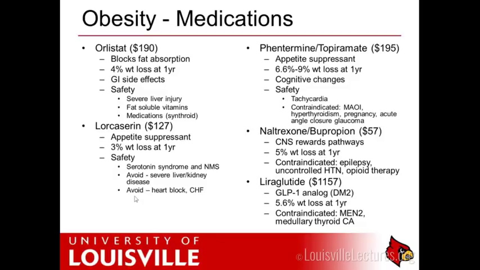Next one, naltrexone bupropion. This is the cheapest, but you can't give it to people that have epilepsy or opioid therapy. And then, I didn't know this, but uncontrolled hypertension, it can make it a whole lot worse. So you shouldn't give it in those people. And people that have controlled hypertension, you want to make sure you're monitoring this. The last one is the most expensive. It's the newer agent of these, and it's for people that have diabetes and obesity. So it's a GLP-1 analog, and it has pretty good weight loss at 1 year. The big things you want to watch out for: MEN2 and personal or family history of medullary thyroid cancer.